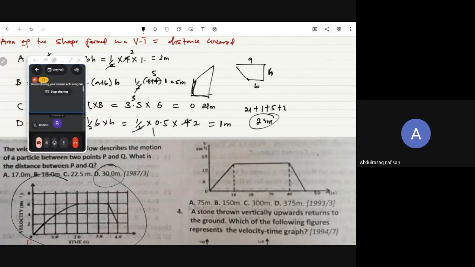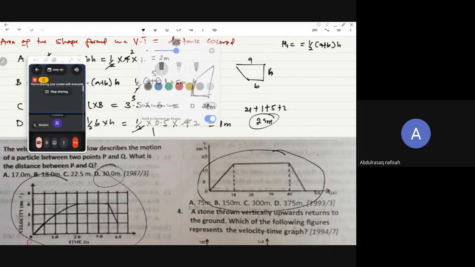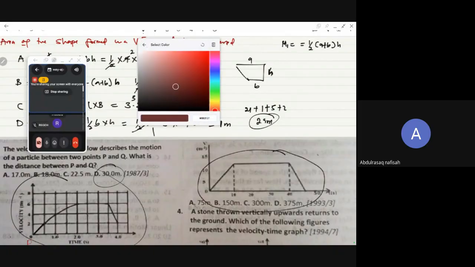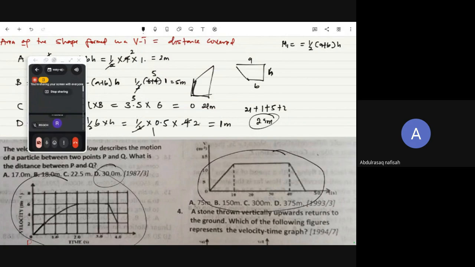Now, for this question, you can use two methods. The first method is the simplest and easiest one, is to think of this shape as a trapezium, then solve it using the formula for area of a trapezium. The area of a trapezium is half (A plus B) times H. So this place will be your A.